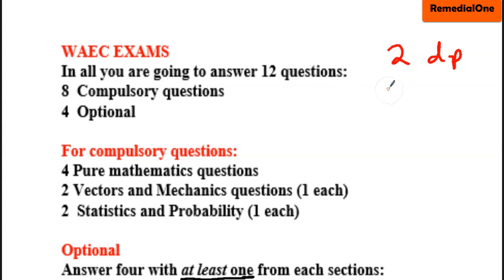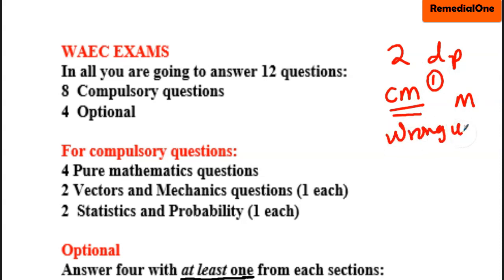Assuming that your final answer is supposed to end in centimeters, and then you write meters, you are going to lose 1 mark, and it is called wrong unit. And then there's another one, omission of unit. That is, if the unit is meters and you don't write it, this one too, you'll be penalized. Yes, you are going to lose 1 mark. So take note of some of these things.